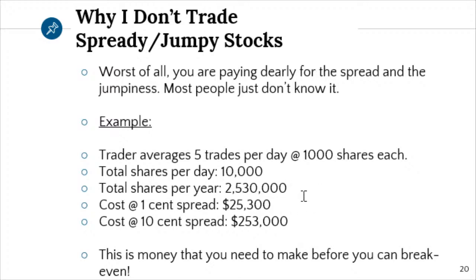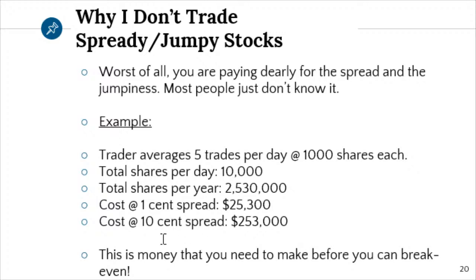We have 253 trading days in the year. On average, that's 2.5 million shares times 1 cent spread. That's the minimum cost that you pay for the spread: 25K. So 2.5 million times 1 cent is 25,000.